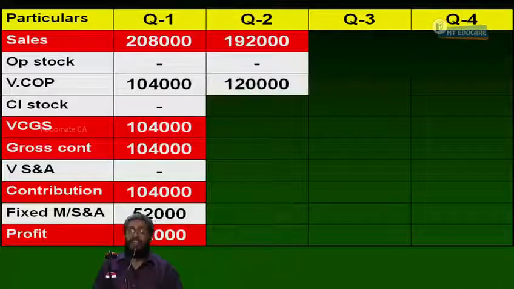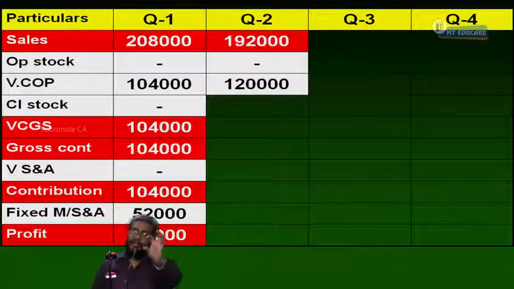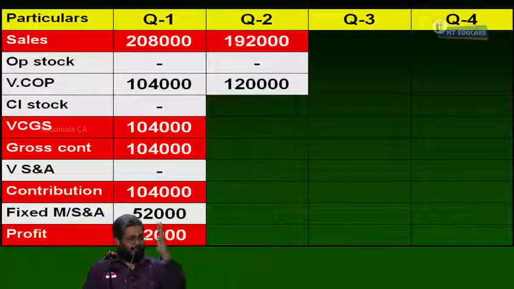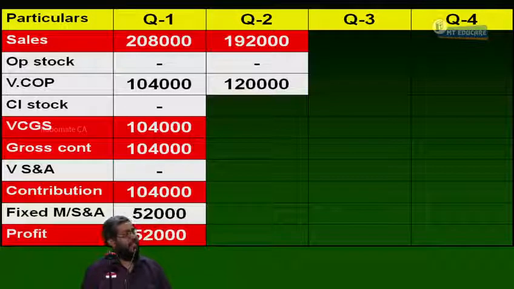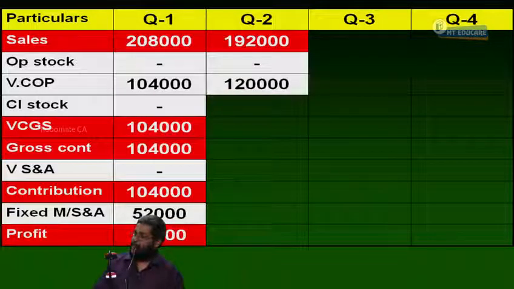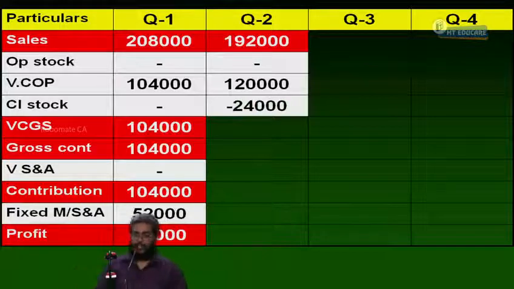Now, listen here. Stop writing. Quarter 2 has a closing stock or not? Respond yes or no. How many units of closing stock? The stock should be valued at selling price or cost price? It should be valued at total manufacturing cost or variable manufacturing cost? Full manufacturing cost or variable manufacturing cost? I should value my stock at how much rupees? 4 rupees. How many units? 6,000, at 4 rupees. The stock value is 24,000 rupees.